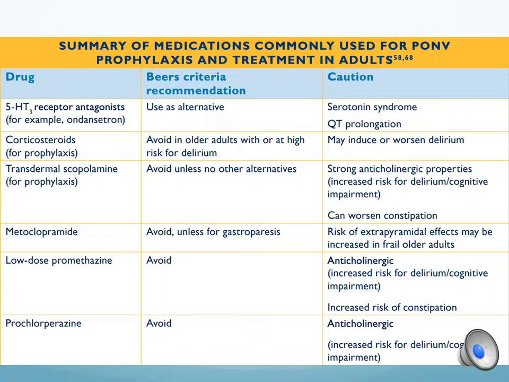This chart is from the best practice guidelines from the American College of Surgeons and the American Geriatrics Society. It is titled Summary of Medications Commonly Used for PONV Prophylaxis and Treatment in Adults. It provides guidance to the anesthesia provider on which drugs to potentially avoid for PONV in the geriatric population. They recommend caution with 5-HT3 receptor antagonists due to the risk of serotonin syndrome and QT prolongation. In the clinical setting, you will see ondansetron given to geriatric patients quite frequently.